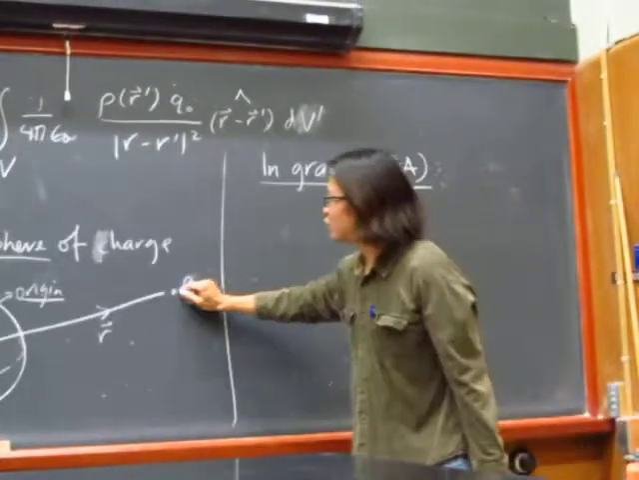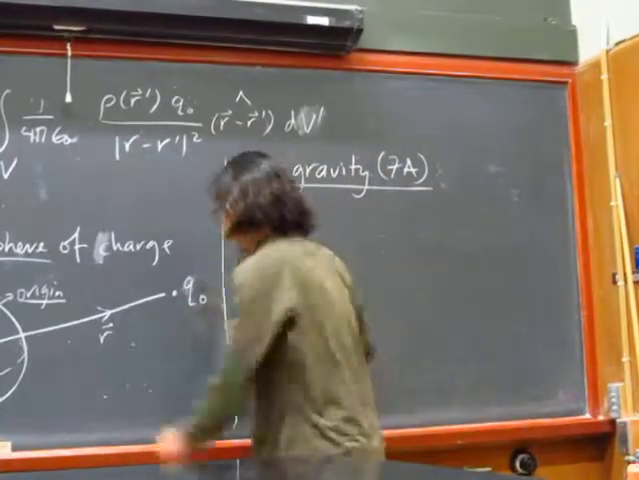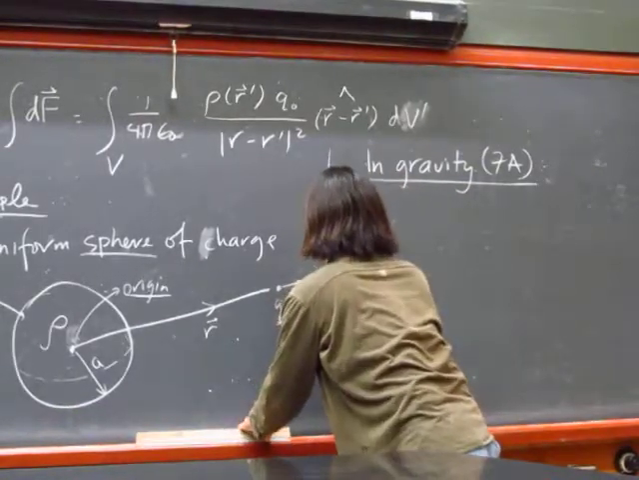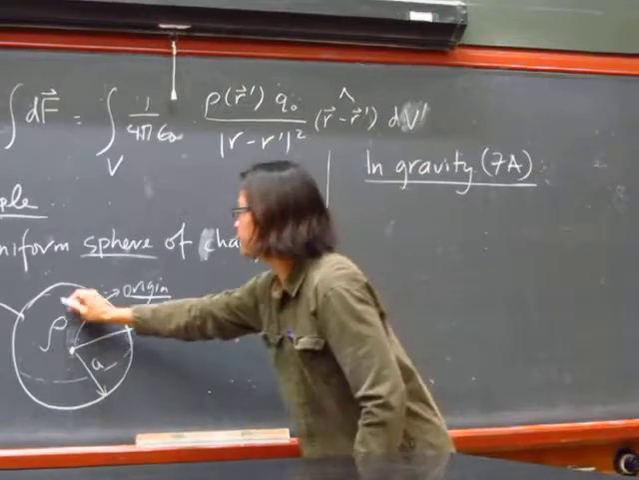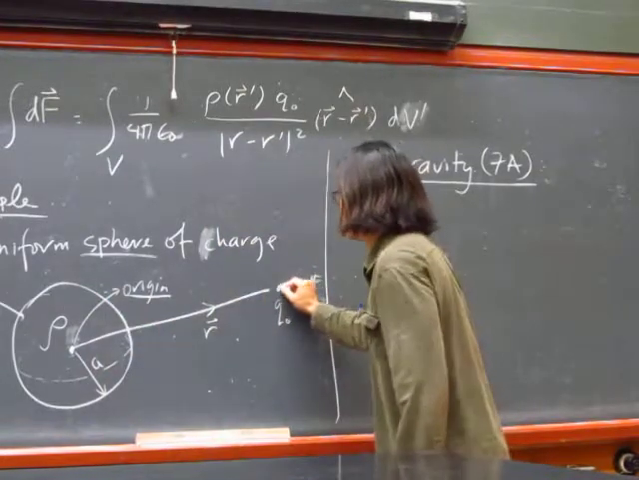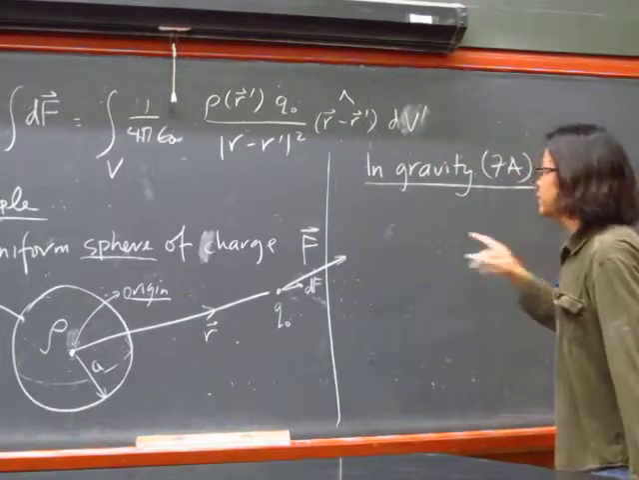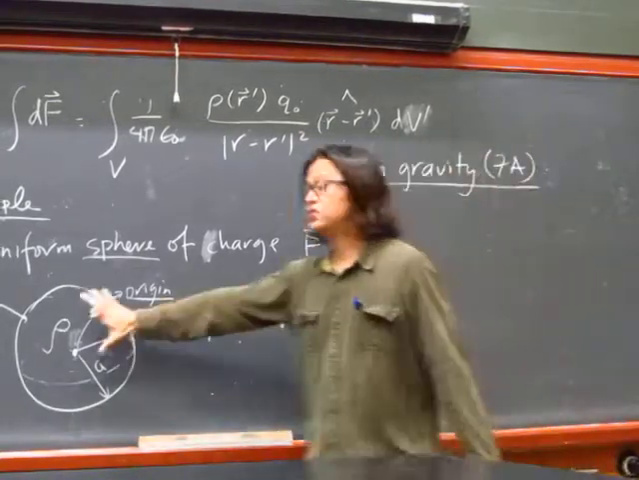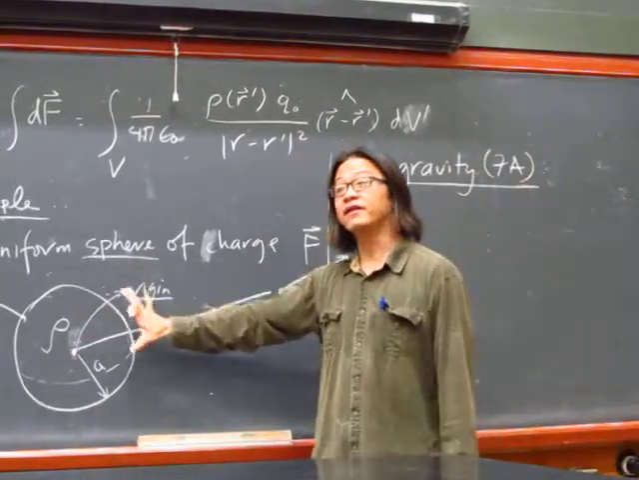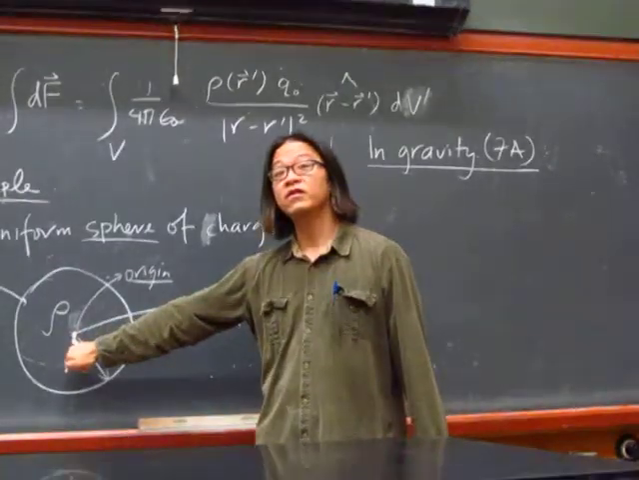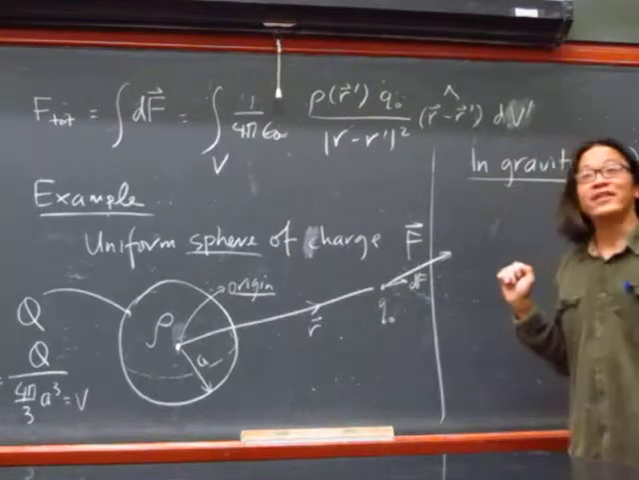Then the force on q naught, so there's all this dF, right? Different parts of the sphere contribute differently. At the end of the day, you have a force on it, and the force is as though all the charges are actually concentrated at the origin. This is a lesson from gravity. You guys remember this from 7A?